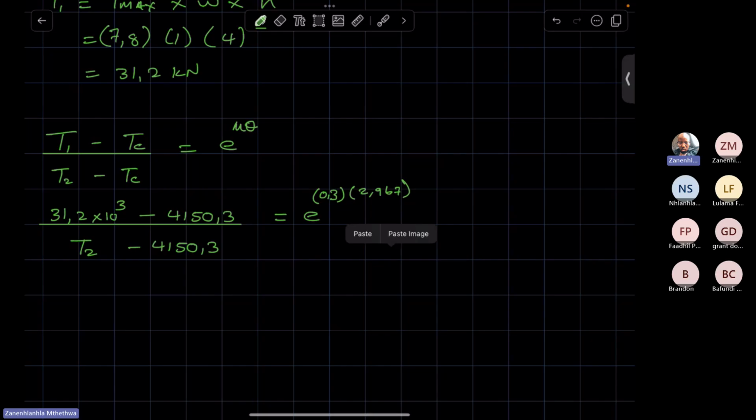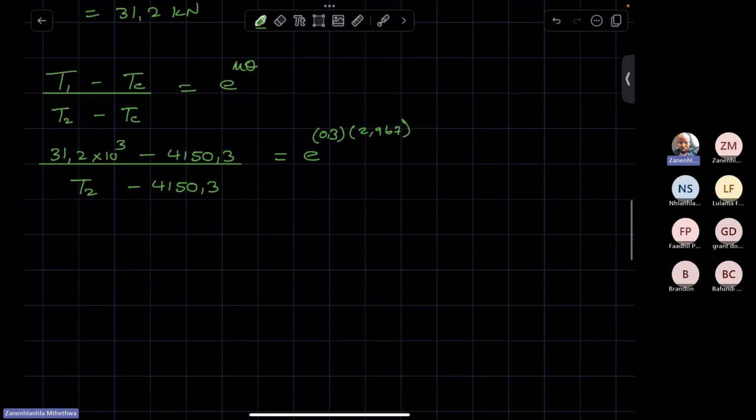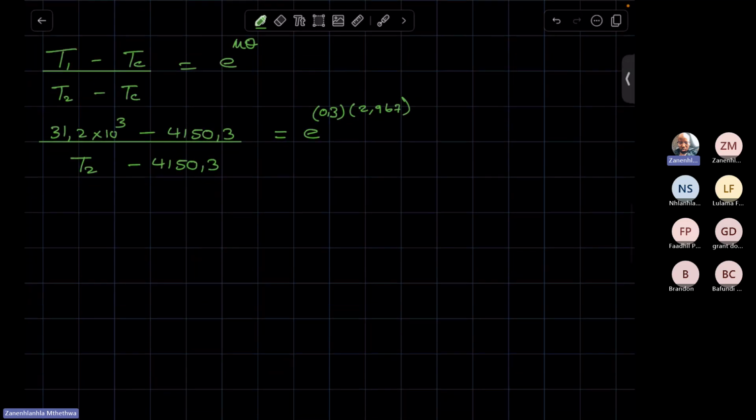You don't necessarily have to follow exactly how I do it here. I'm just going to do it the way I'm comfortable with. You can do it from this step, however mathematically comfortable you are with it. So first, I'm going to say 3,2 times 10 to the 3 minus 4150,3.